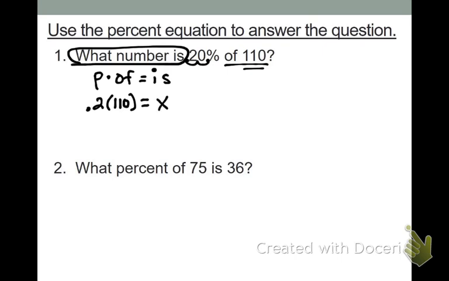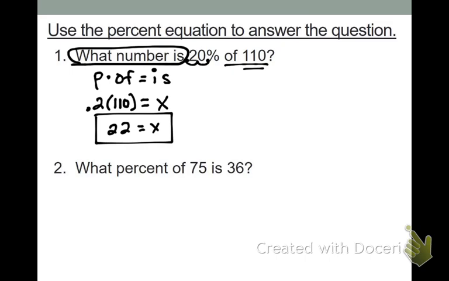Go ahead and plug that into your calculator. 0.2 times 110. What do you get, guys? 22. Okay, 22 equals X, and that's your answer. Once again, if I go back, it says what number is 20% of 110. So do I need to add a percent sign to that? No, because it's only asking me what the number is, not what a percent is. Okay, let's go on to number 2.